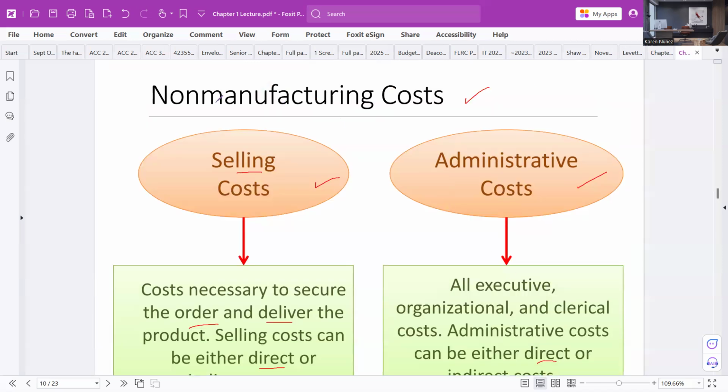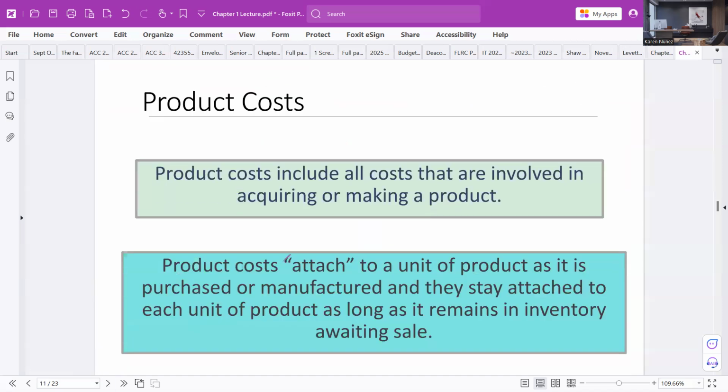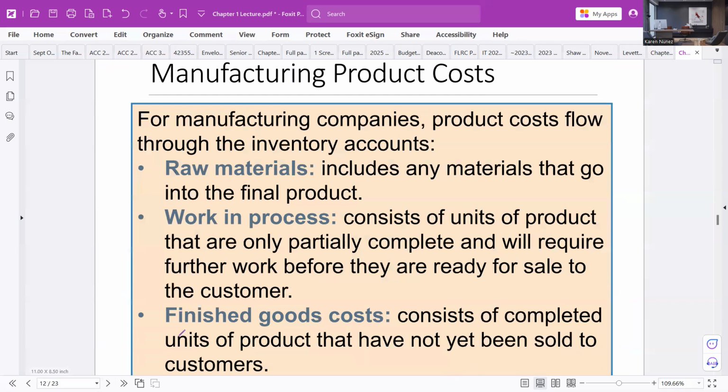They're always non-manufacturing costs. So product costs only include costs that are involved in acquiring or making the product: direct materials, direct labor, and manufacturing overhead. And we say that those product costs attach to every unit that we produce. And they stay with those units as long as they are in inventory until those units are sold. So in a manufacturing environment, we maintain inventory accounts and all of our product costs, all the materials, all the labor, all the overhead, get attached to our product.